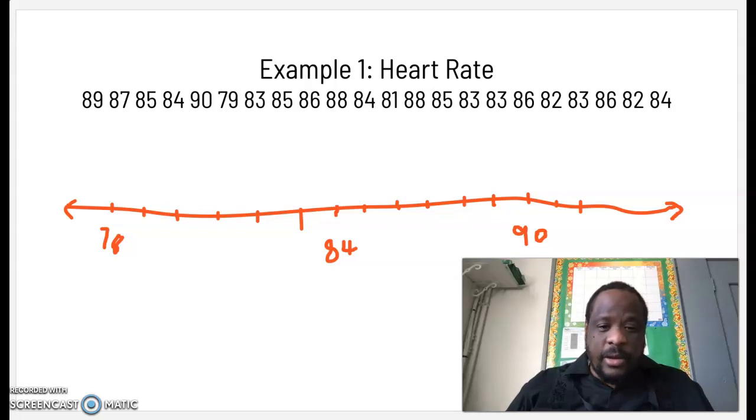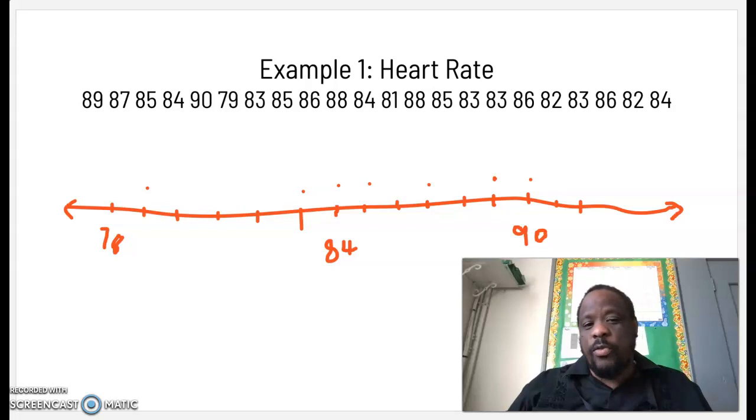So on this plot, if I look, I see 89. So 89 is right here. So that would be one dot there. Then 87, another dot right here. Then 85, another dot right here. 84 right here. 90 right here. 79 right here. 83 right here.